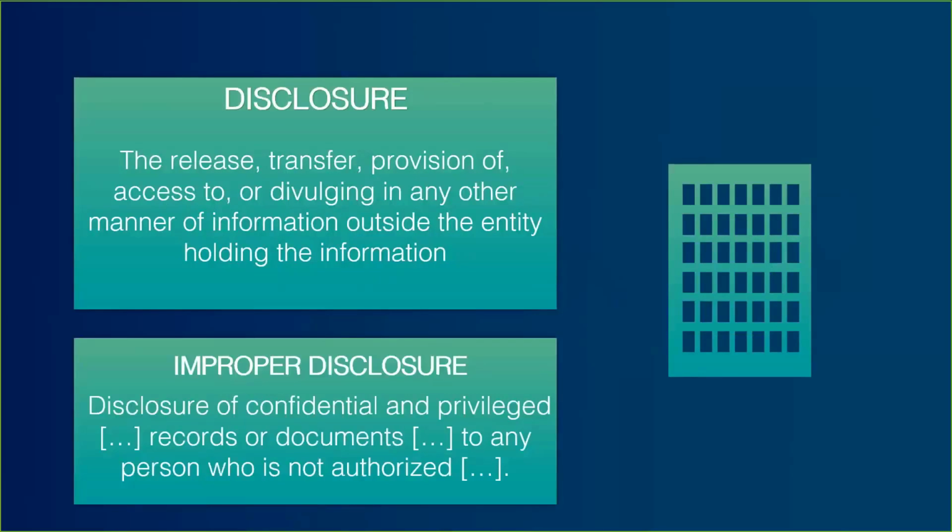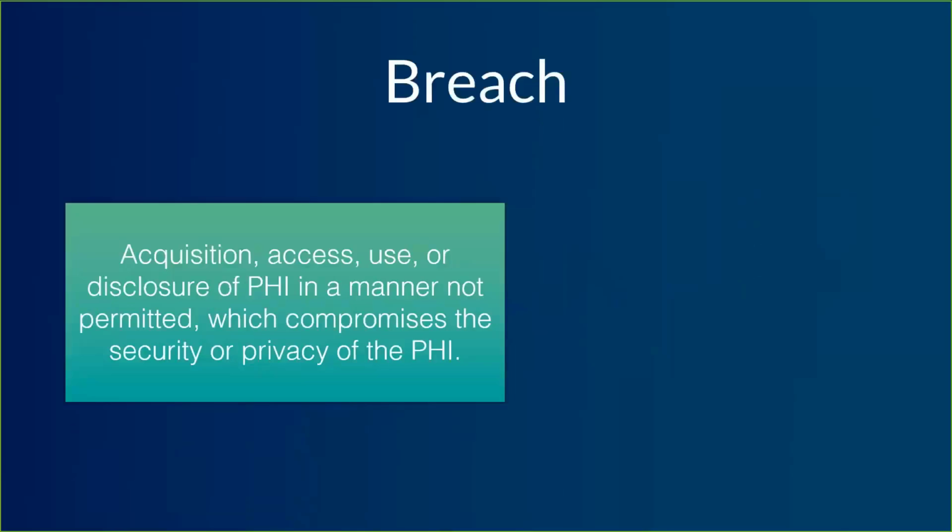So this is the disclosure of confidential and privileged records or documents to someone who's not authorized. So you start with something that should remain confidential, and then for some reason it goes somewhere that is not authorized to handle it. Now you may be wondering, is improper disclosure the same thing as a breach? Well, yes and no. So here's the definition of a breach. We've got acquisition, access, use, or disclosure of PHI in a manner not permitted, which compromises the security or privacy of the PHI. Now let's break that down a bit.